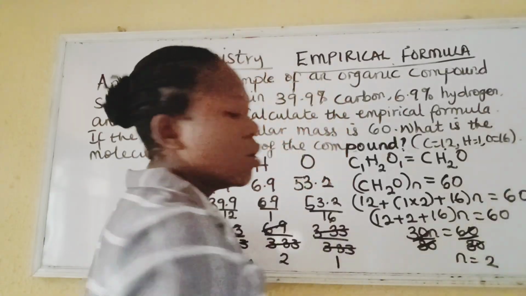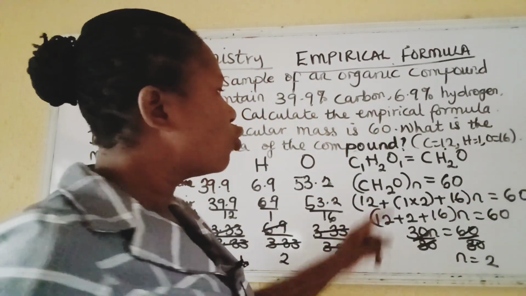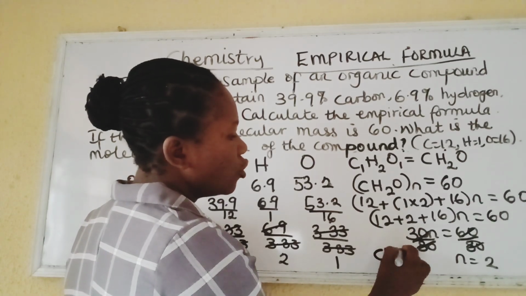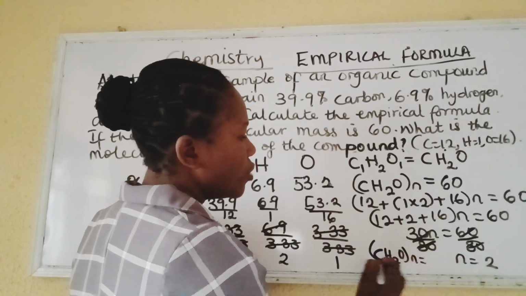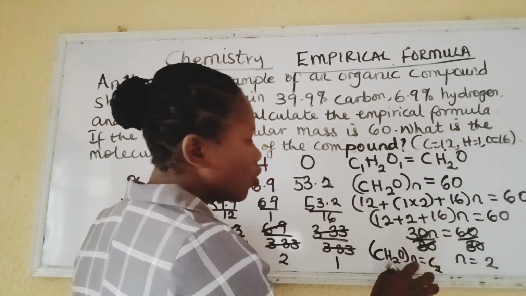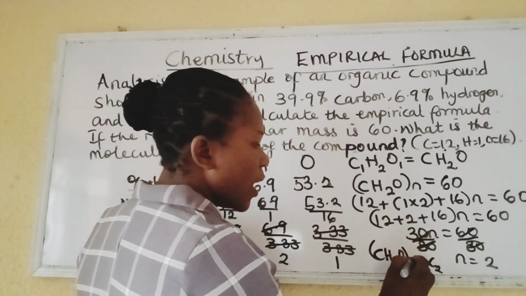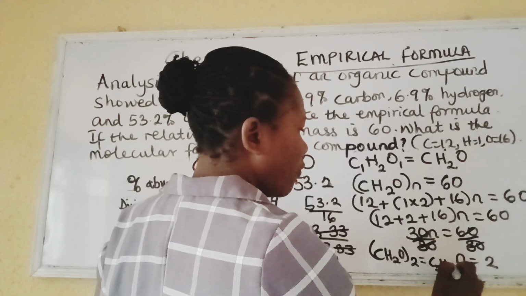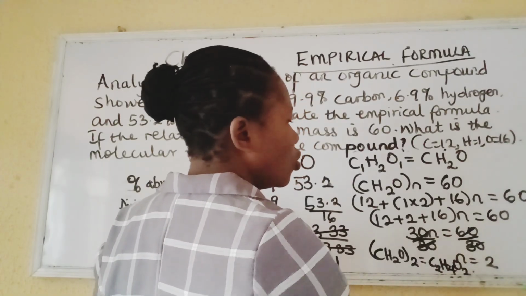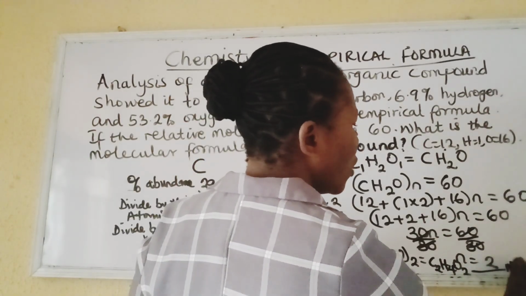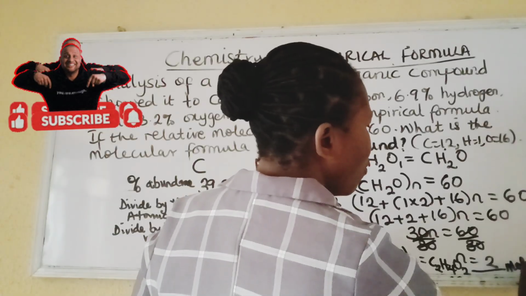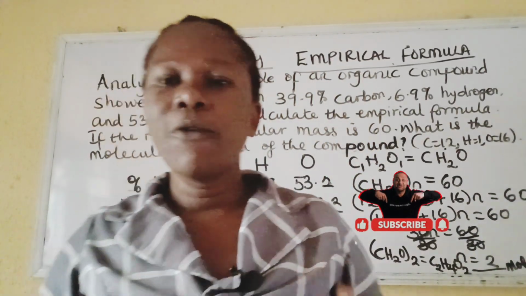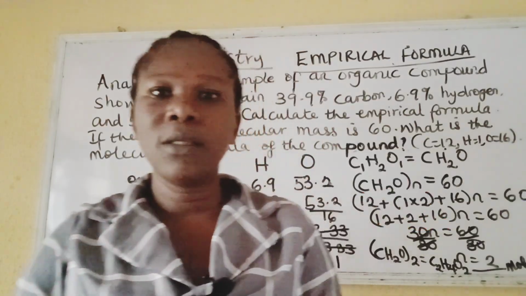Now from here, we can get the actual formula. So if we have n as 2, we have (CH2O) bracket 2 outside, using 2 to multiply. Where you have n, you substitute the value of 2. So we have C2H4O2. So the actual formulae, molecular formulae of the compound is C2H4O2.